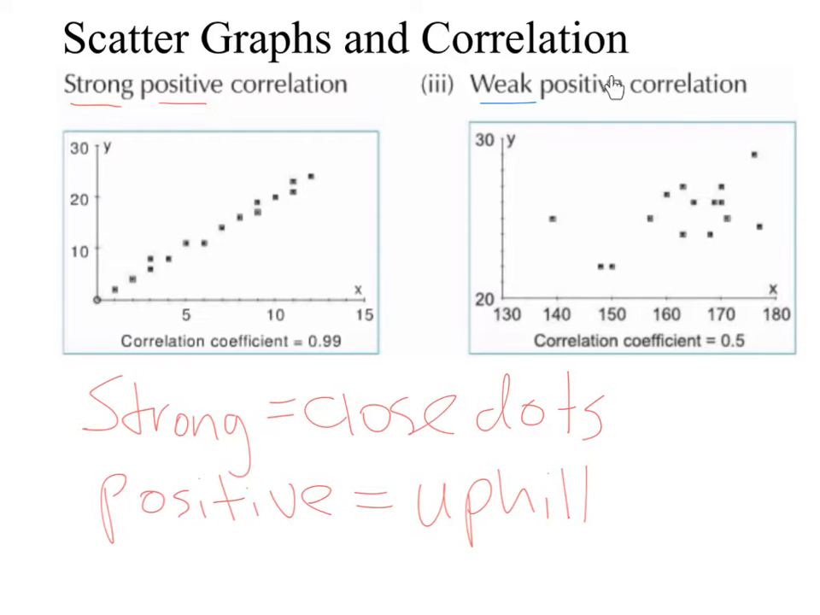But this is still positive because it's still going uphill. So both of these graphs have positive correlation because both graphs are going uphill, or the data is going uphill or upwards. But this graph is strong correlation because the data values are all close together, whereas this graph has weak correlation because they're all quite far apart.